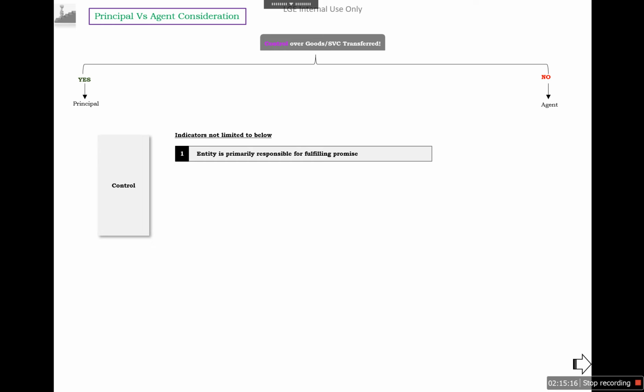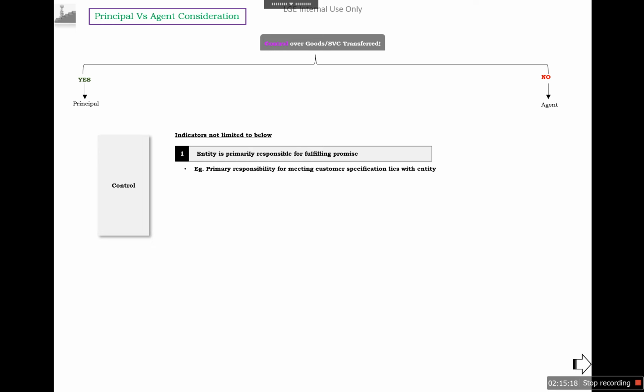Next is principal versus agent consideration. So we need to check here when the control of goods is transferred. If we are selling to a particular party and we have not transferred the control over the goods, it will be considered as an agent. And if yes, we have transferred the control, then it will be considered as a principal.